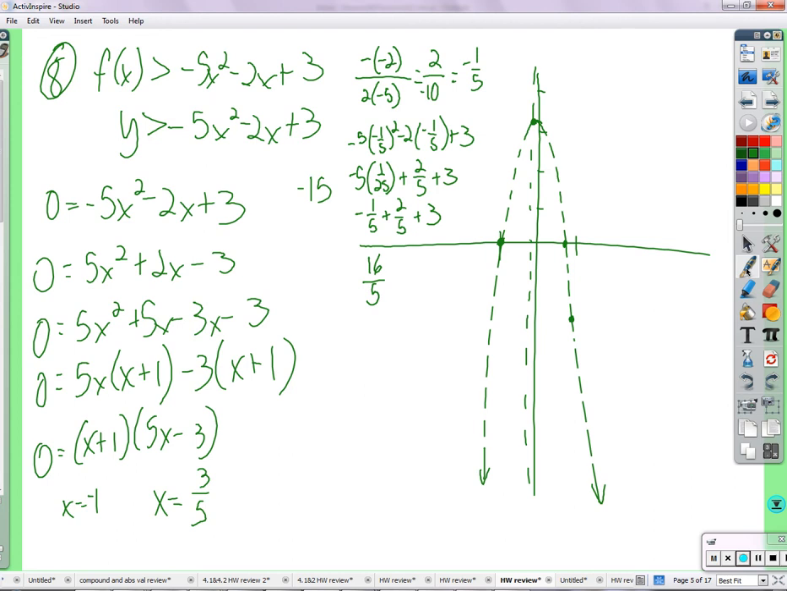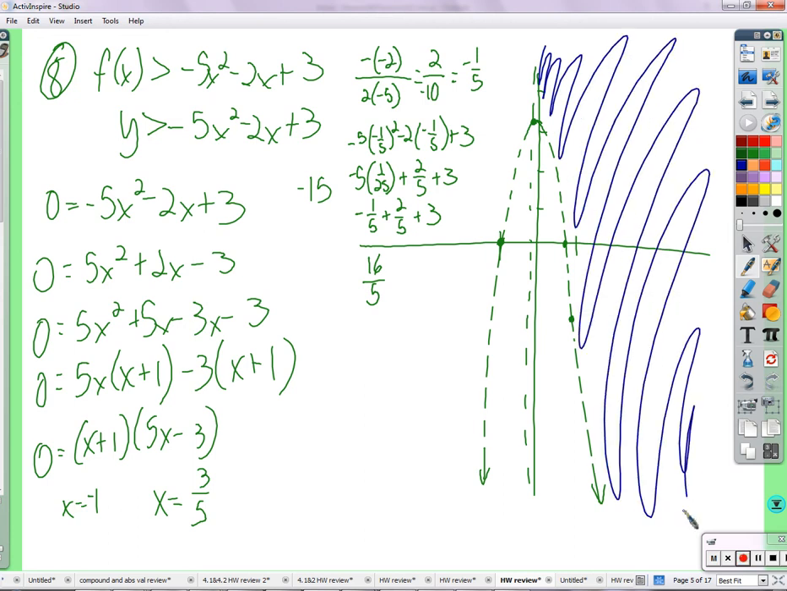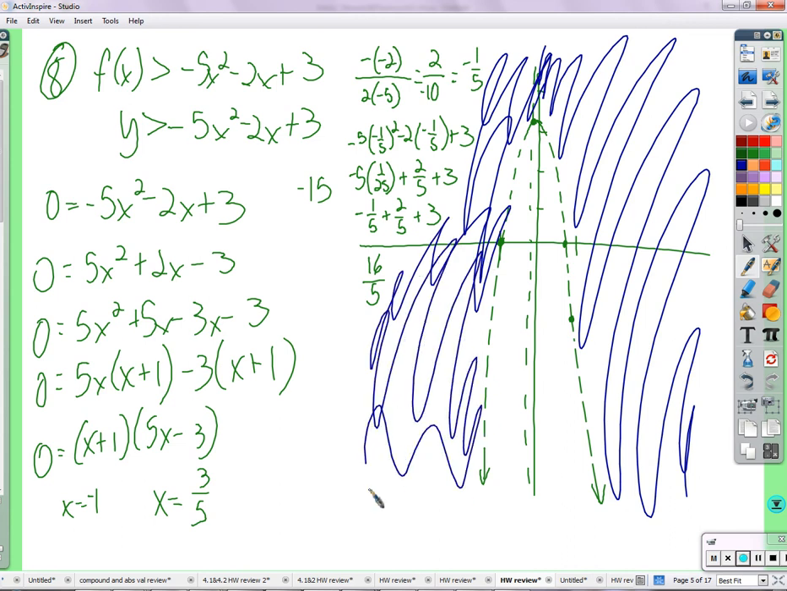Which side do we want to be bigger? We want one side to be bigger, right? I mean this inequality here. Which side needs to be bigger? Y needs to be bigger, right? We need the y values that are bigger. Where are the bigger y values? Above. So anything above. Shading, I'm showing you all of these points work too.